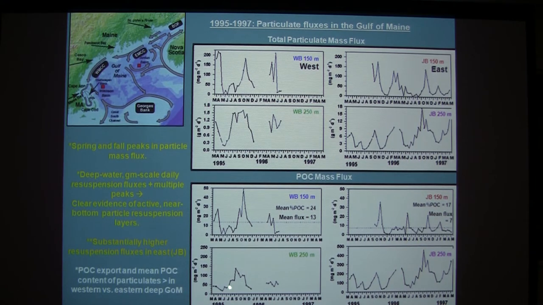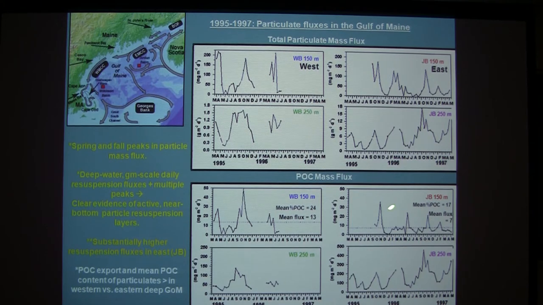And we also see that translated, the big peaks translated into the deeper waters in this particle resuspension zone. But we also see quite a difference between the western and the eastern Gulf of Maine, in that the western Gulf of Maine, in terms of the amount of organic carbon that is being delivered through the water column, is higher, not just in the total amount, but in the concentration of organic carbon.